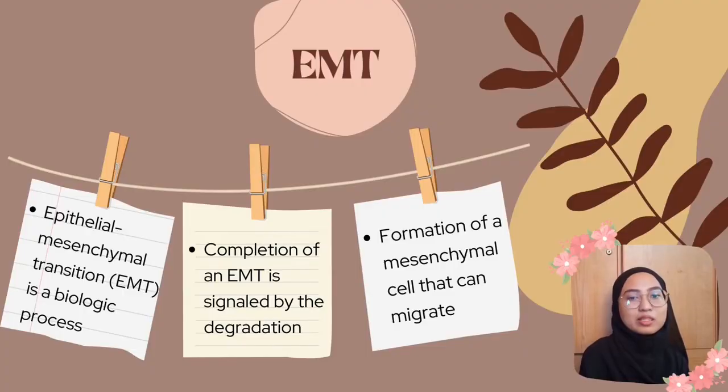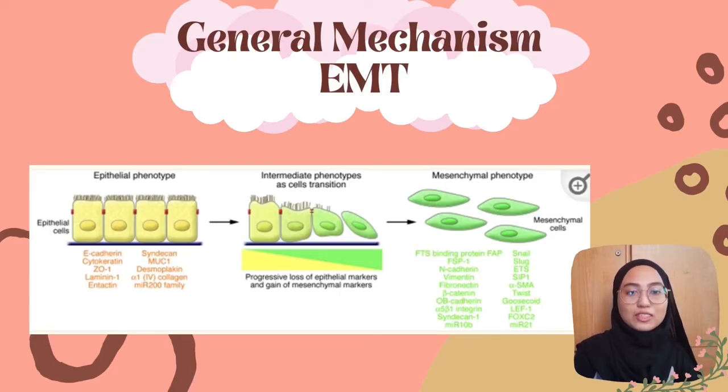An epithelial mesenchymal transition (EMT) is a biological process that allows a polarized epithelial cell, which normally interacts with the basement membrane via its basal surface, to undergo multiple biochemical changes. The completion of EMT is signaled by degradation of the underlying basement membrane and the formation of mesenchymal cells that can migrate away from the epithelial cell. The figure shows the passage of cells through EMT.